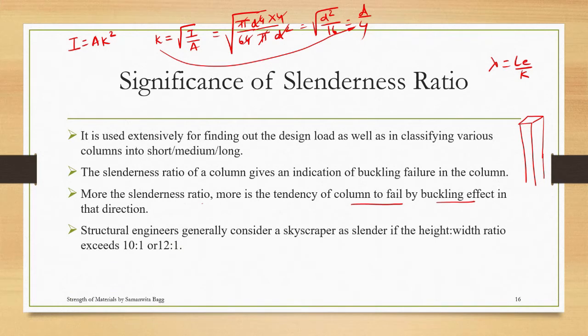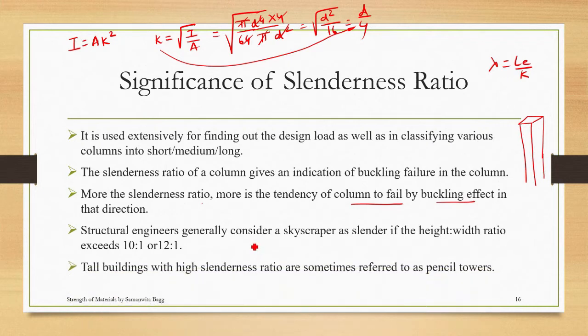Now, structural engineers generally consider a skyscraper as slender if the height to width ratio exceeds 1:1. You can see this is the height and this is the width. This is just a ratio given and you can multiply with the factor and actually see the total height of the skyscraper, or it could be 12:1. So when you cross this limit of slenderness ratio, you can say that your structure is a skyscraper. Tall buildings with high slenderness ratio are sometimes also referred to as pencil towers. That means the height is quite greater as compared to the width.